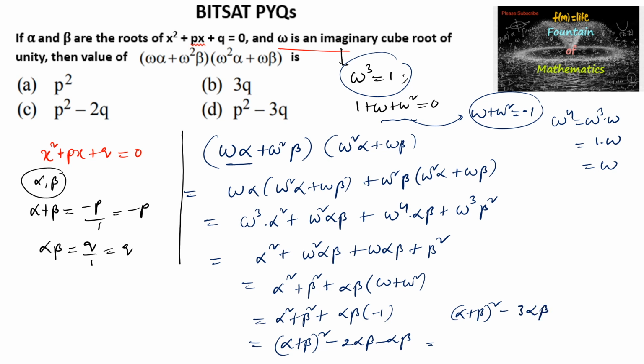Alpha plus beta value is minus p, so minus p whole square minus 3 times alpha beta, which is q. So we can write p square minus 3q. So p square minus 3q, which is option D. D is the answer.